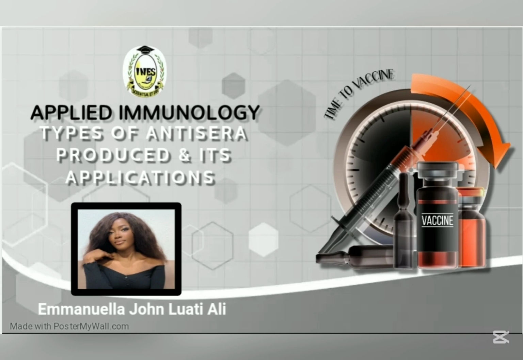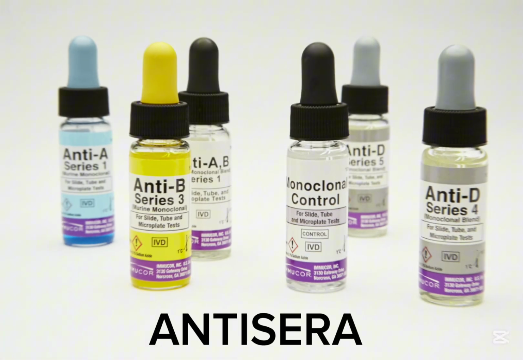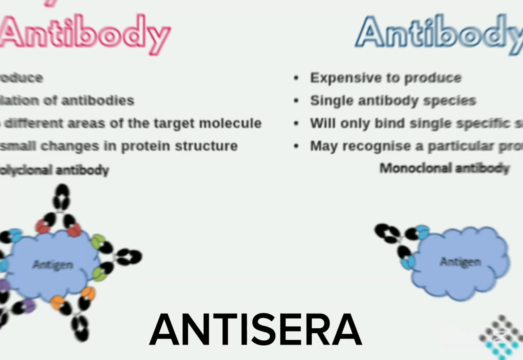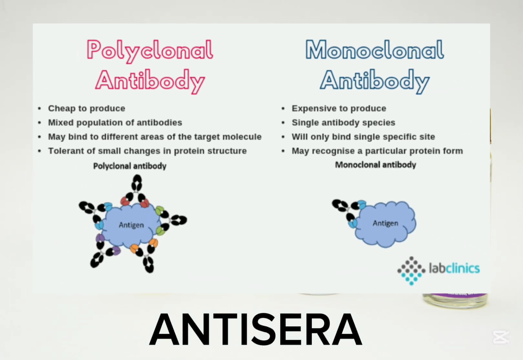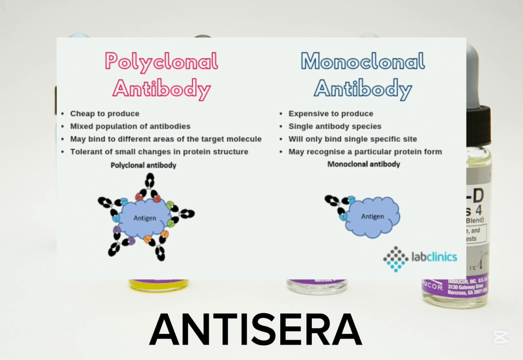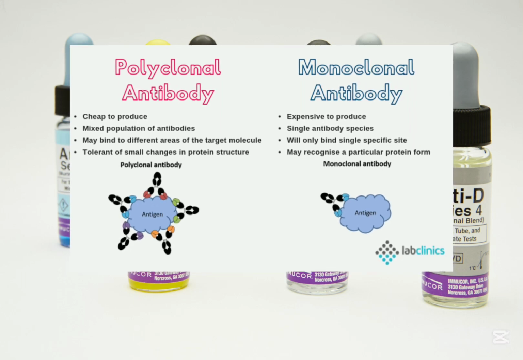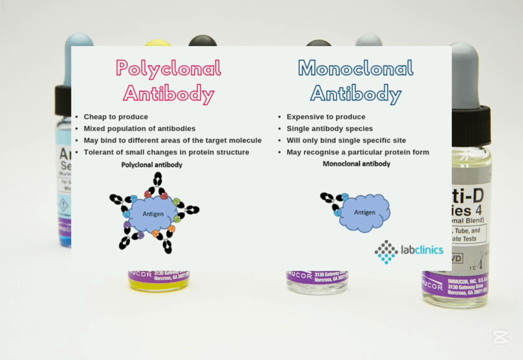I'm going to talk about the types of antisera produced and their application. Antisera are blood serum preparations that contain antibodies specific to a particular antigen. The types of antisera we have: the polyclonal antisera, which is generated by immunizing an animal with an antigen. The animal's immune system produces a range of antibodies that target different epitopes of the antigen.